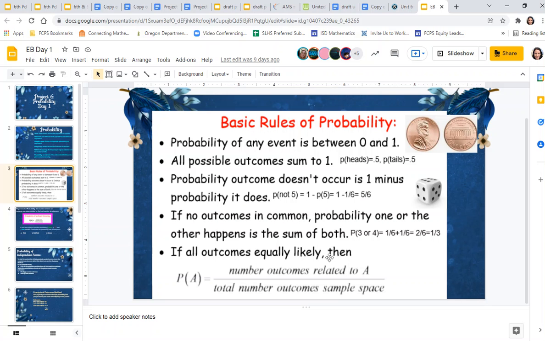If no outcomes are in common, the probability that one or the other happens is the sum of both. So the probability that I roll a 3 or a 4 is 1/6 plus 1/6, which gives you a probability of 1/3. And when all outcomes are equally likely, the probability that A happens is the number of A outcomes divided by the total number of outcomes. And a lot of that is stuff that you may have learned in middle school, but it's just been a long time, and so it's a good review.